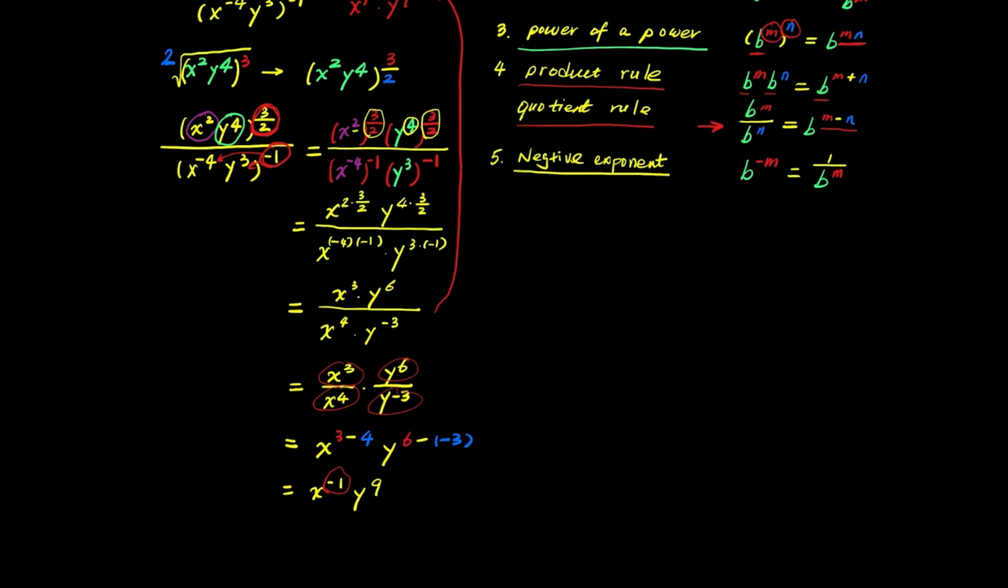If you have a base raised to a negative power, you can rewrite it as 1 over that same base raised to a positive power. So applying this rule, we can rewrite x to the power of minus 1 as 1 over x to the power of 1. And the y to the power of 9 already has a positive exponent, so it stays as it is. Therefore, the final simplified expression with positive exponents is y to the power of 9 over x. So this is the final answer.